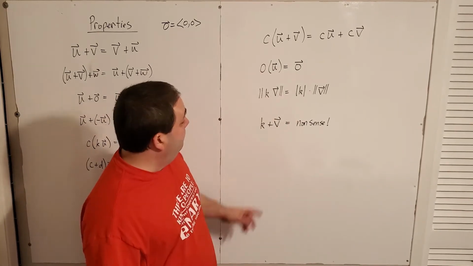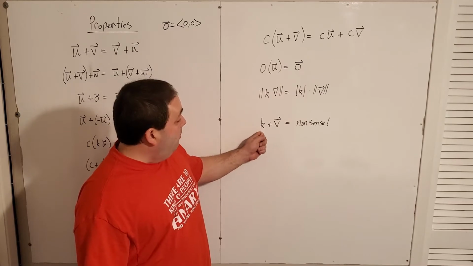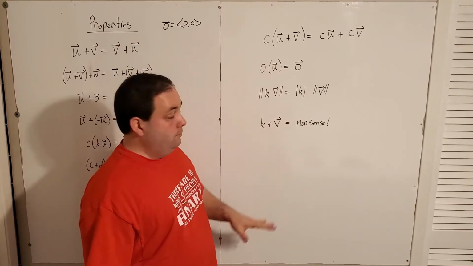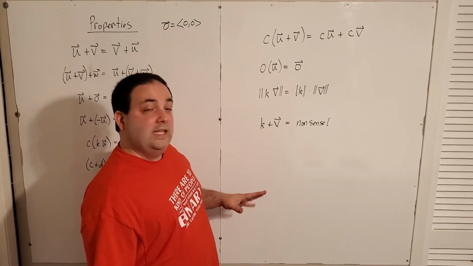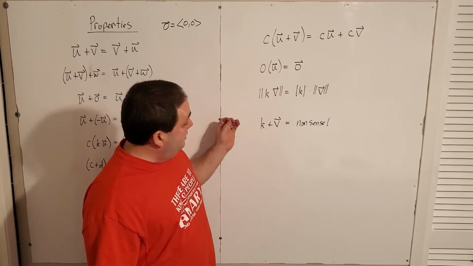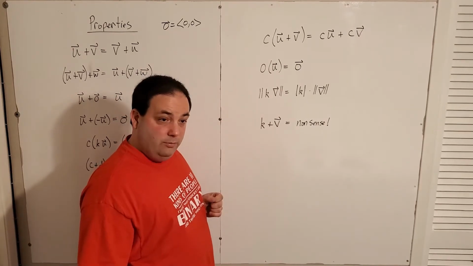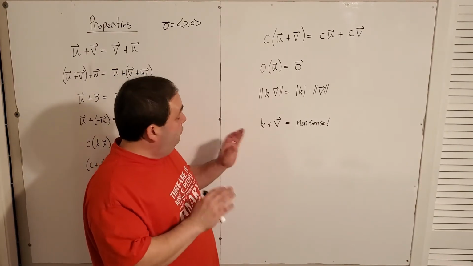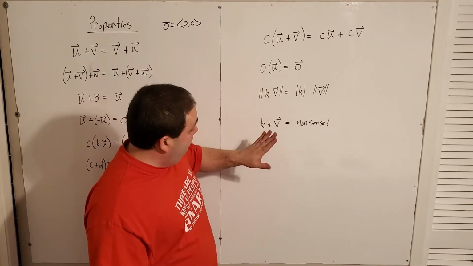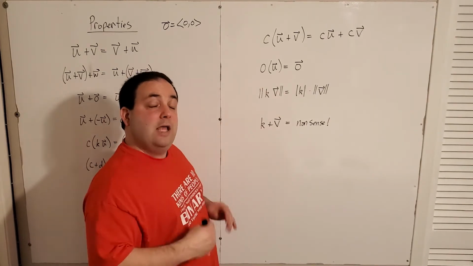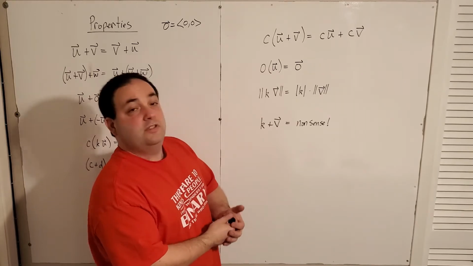One more reminder, if you're trying to add a number and a vector, you will fail. It has absolutely no sense behind trying to do this because a number and a vector are completely different objects. Not only do we not add them, to even write something like this has absolutely no sense behind it whatsoever.